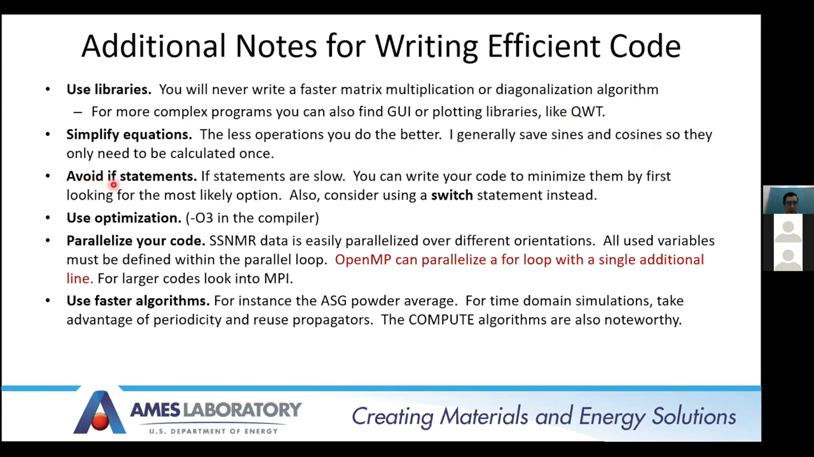You want to avoid doing if statements as much as possible. If statements are quite slow, so you want to write your code in a way that will execute the most probable if statements first, so that you minimize the number of if calls that it does. In some cases, you can also instead use something called a switch, which essentially, instead of having if and else if statements, you write down a list of possible options, and it just goes directly to the option that you're looking for.